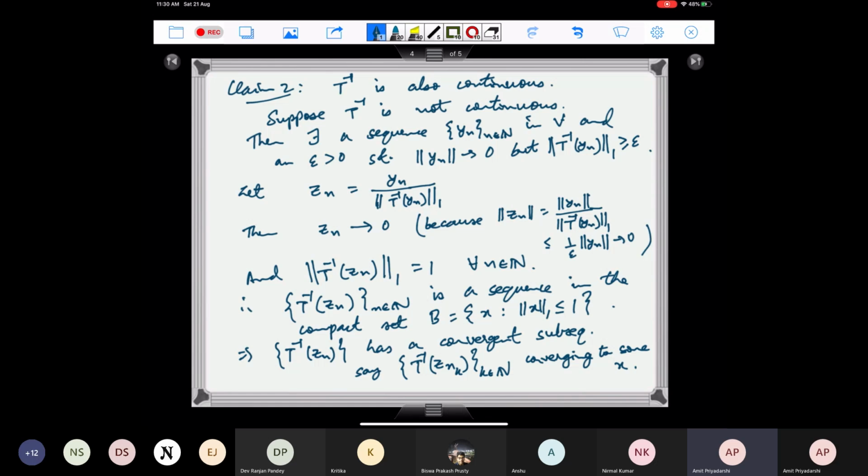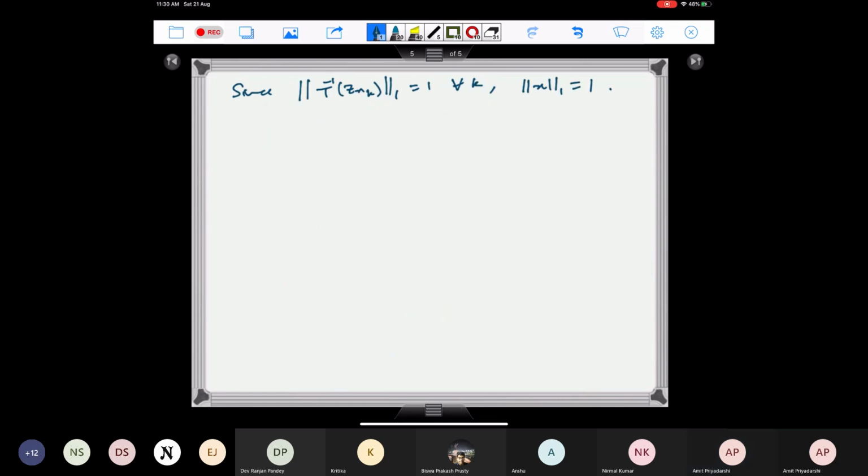We already know that T is continuous. As T is continuous, T inverse znk converging to x implies znk, which is T of T inverse znk, will converge to T of x.